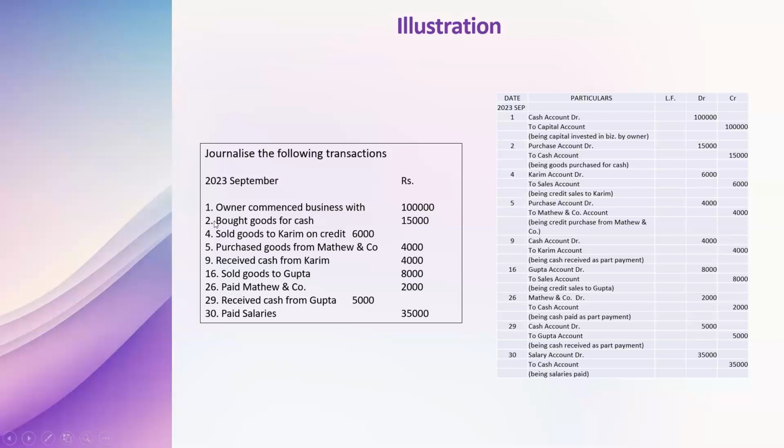Okay. See the second entry, bought goods for cash. So here you can see clearly, it has been mentioned that the goods are being bought for cash and not for credit. So in this case, you can directly mention purchase account debtor to cash account. Because cash has gone out from the company, given some money value, or the money to another party for purchase.